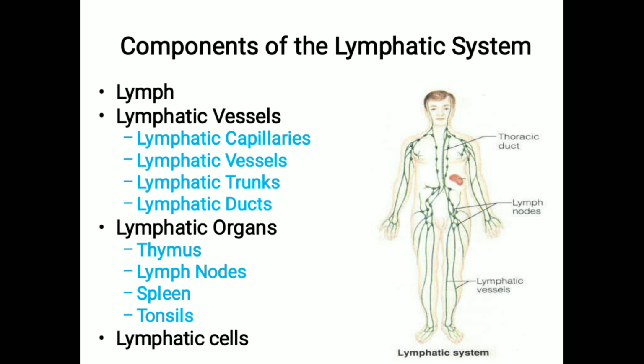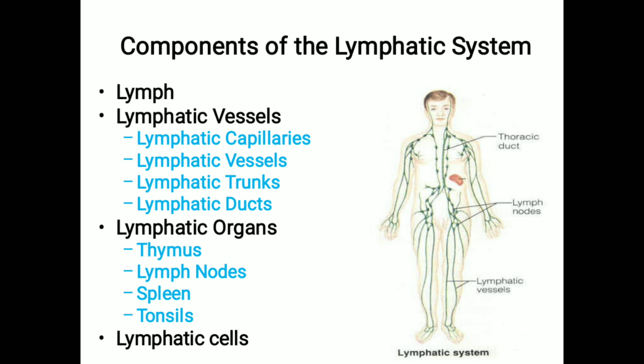Next we'll look at the components of the lymphatic system. What are the components you see? Lymphatic vessels, which are lymph capillaries. You can see the small capillaries in green color, they are all lymphatic vessels. There are lymphatic trunks, major lymphatic trunks, and lymphatic ducts. So: lymphatic capillary, lymphatic vessel, lymphatic trunks, and lymphatic duct. Then there are the lymphatic organs present in the body: thymus, lymph node, spleen, and tonsil.